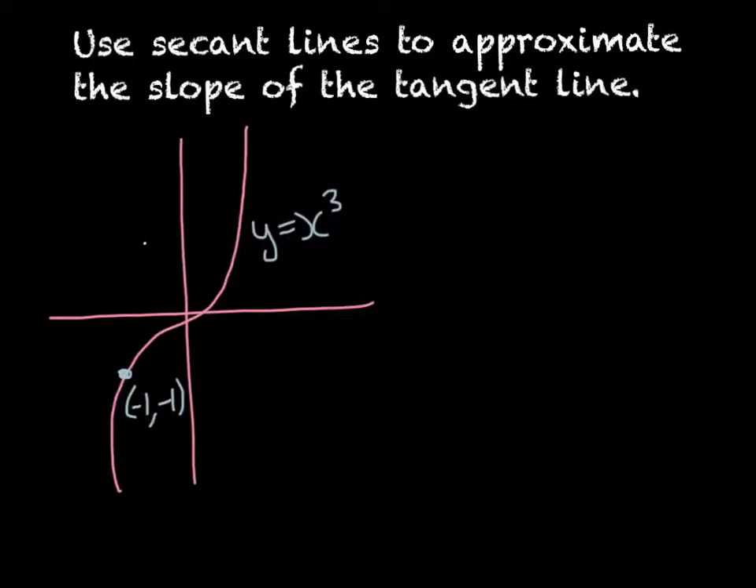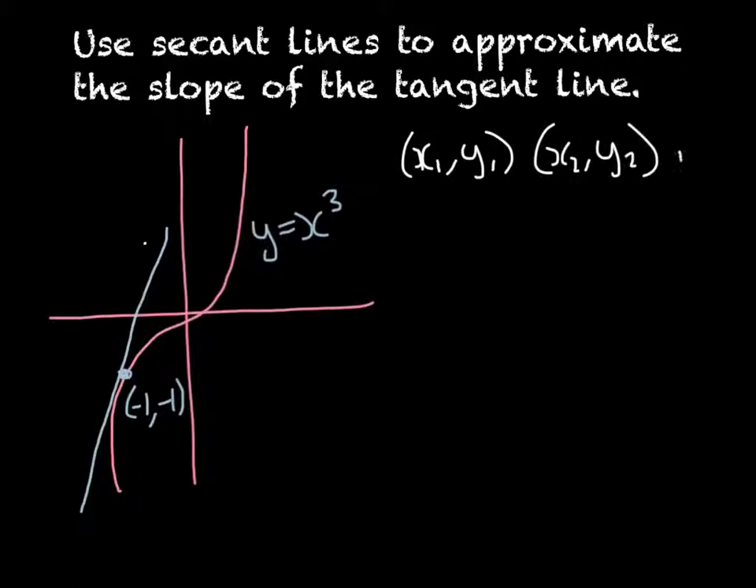Use secant lines to approximate the slope of the tangent line. So at our point -1, -1, we've got a tangent line that looks something like this. And our graph is the curve y equals x cubed. Let's make a table of points to see what we can do here. So we'll have point 1, x1, y1, and then x2, y2, and slope.